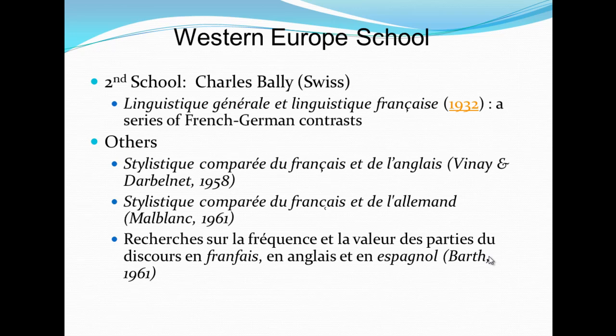Now, another book that was very famous, published in 1961 by Vinay, was Recherches sur la fréquence et la valeur des parties du discours en français, en anglais et en espagnol. Can you translate it into English for yourself? Yeah, research about the frequency and the value of parts of speech in discourse in French, English, and Spanish. Okay, so these are the famous contrastive linguistic works from the Western European language school.